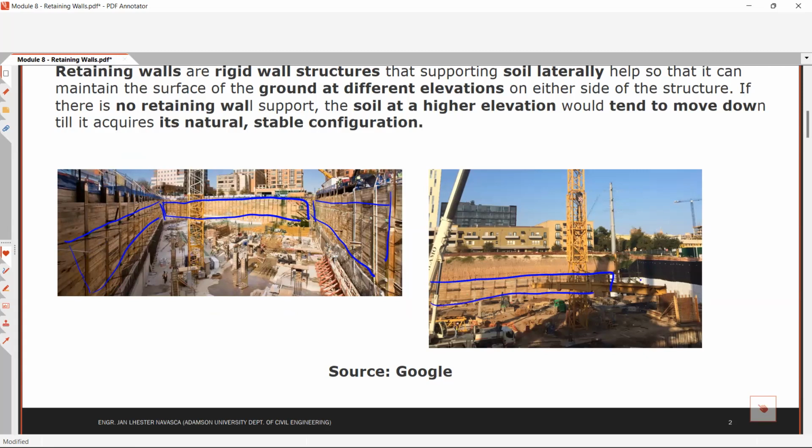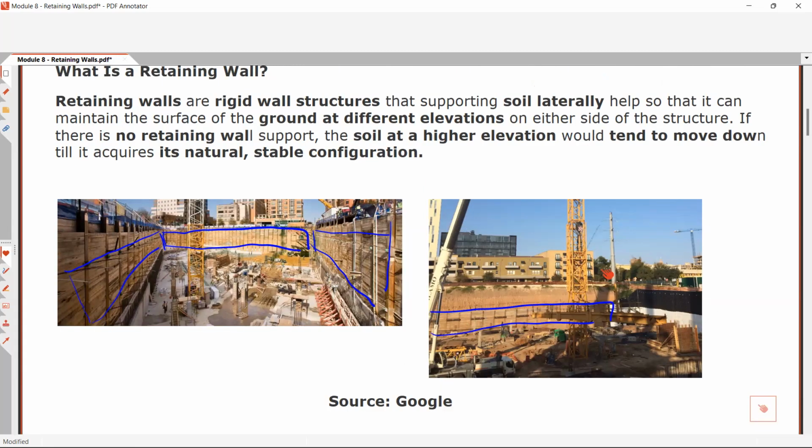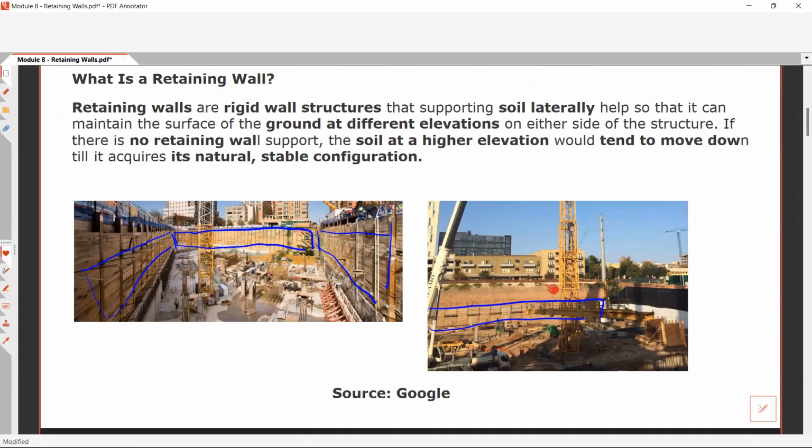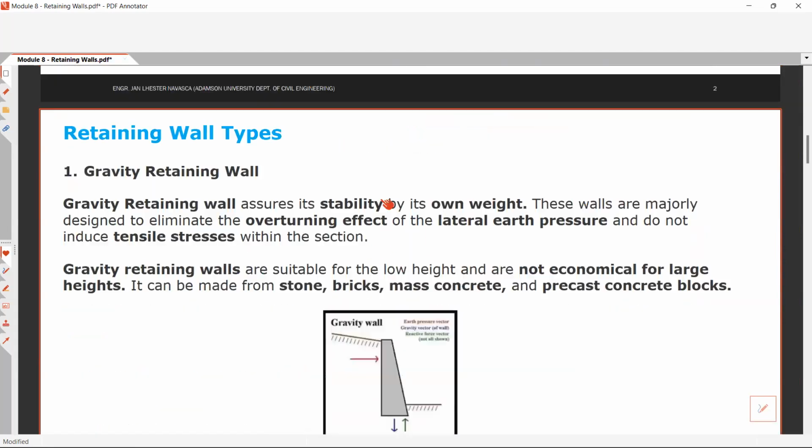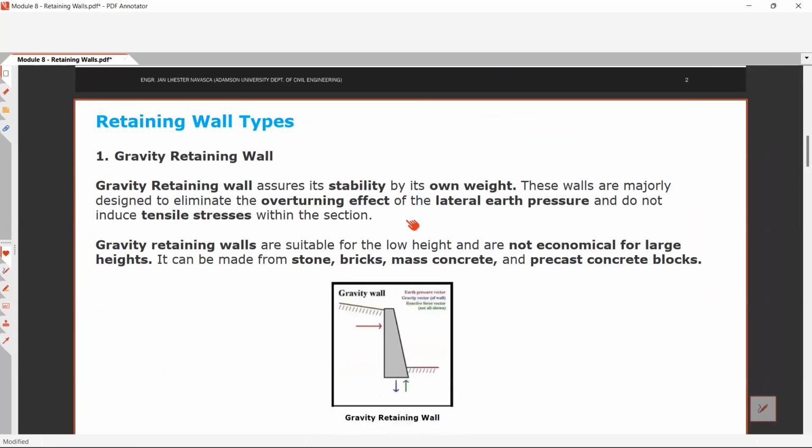So the retaining wall is basically to help and maintain the surface, so that the soil will not slide, because we will be constructing down below. So for excavation, it is for protection so that the soil up here will not slide or topple over.